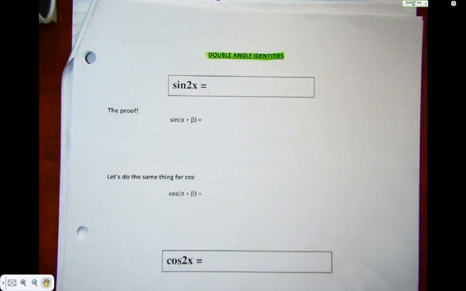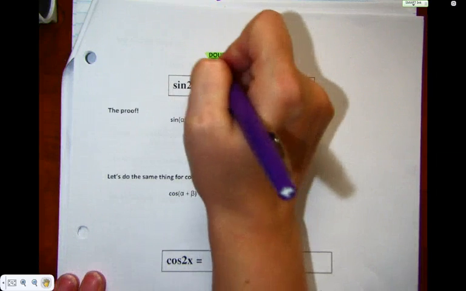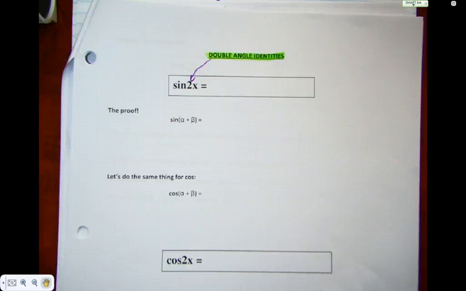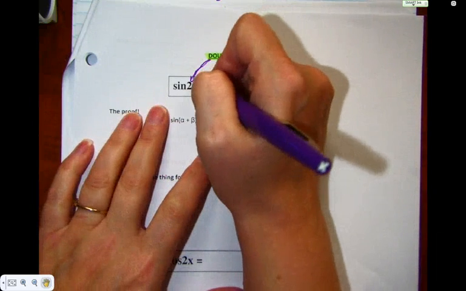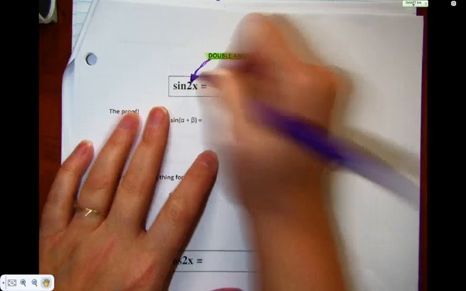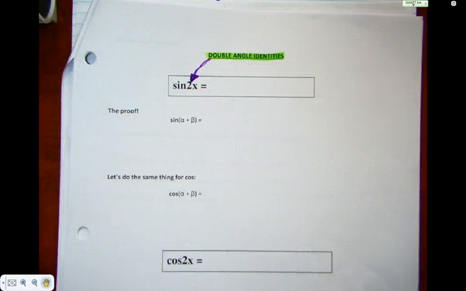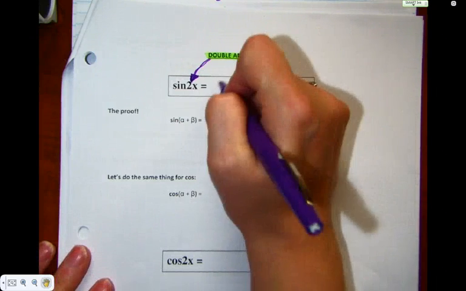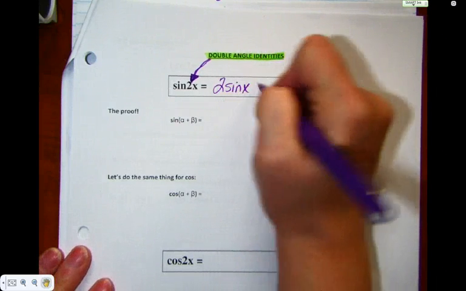So yesterday we called them sum and difference because we had alpha plus beta or alpha minus beta. These ones are called double angle because they've got this little 2 in there. We're taking the angle and timesing it by 2, and when you times something by 2, it's called doubling, right? So that's why they're called double angle identities. The formula for sine 2 theta is 2 sine x cos x.